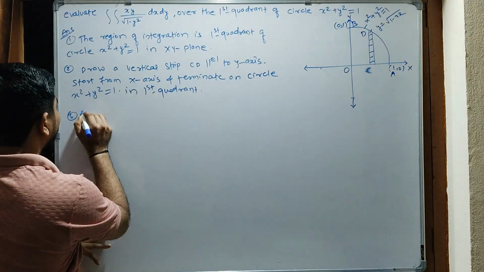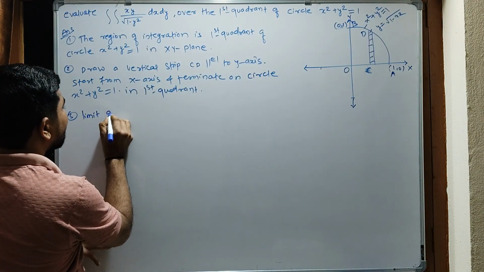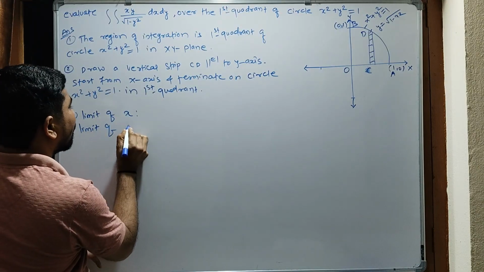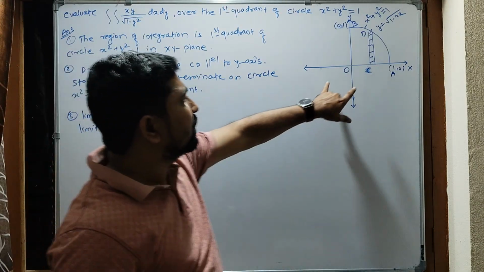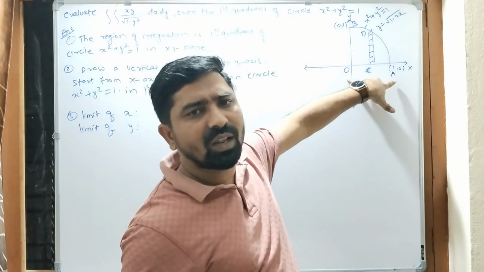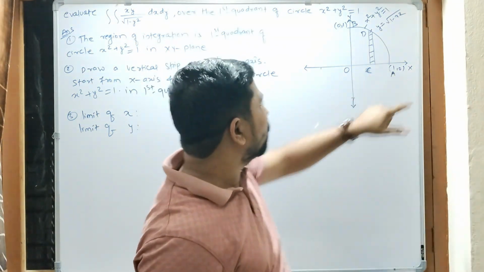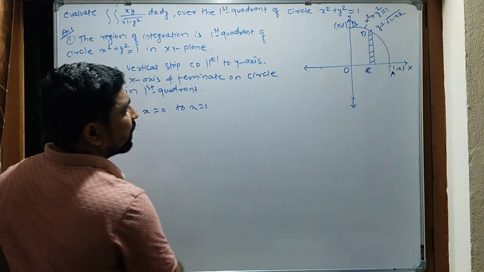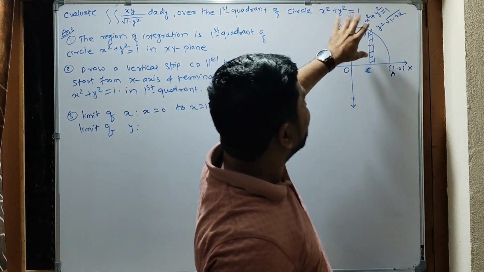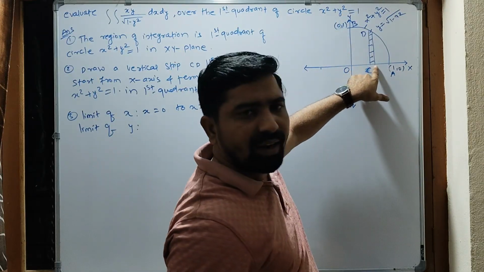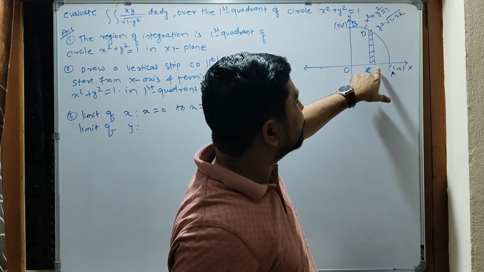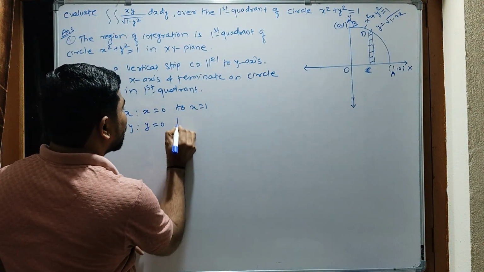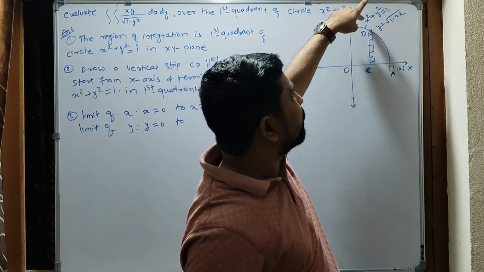So here, limits of x and limits of y. Now here, limits of x, the height along the x axis, so here 0 to 1. So here x equal to 0 to x equal to 1, and limits of y. So here my vertical strip starts at the x axis, and on the x axis the value of y equal to 0, and terminates on the circumference of the circle.